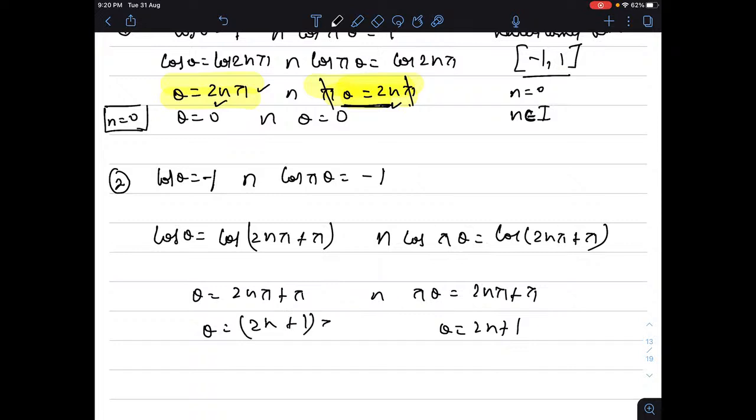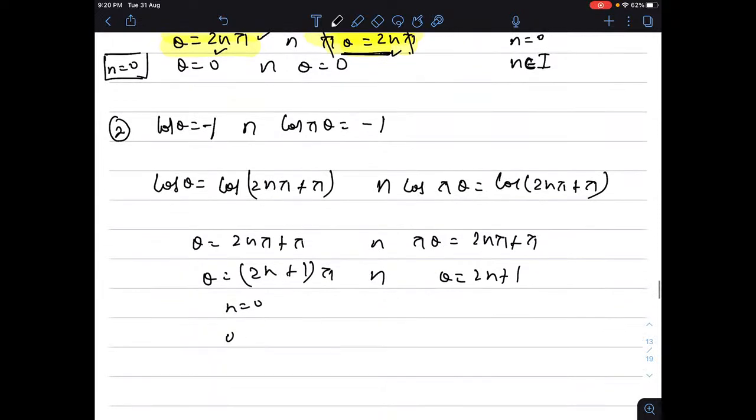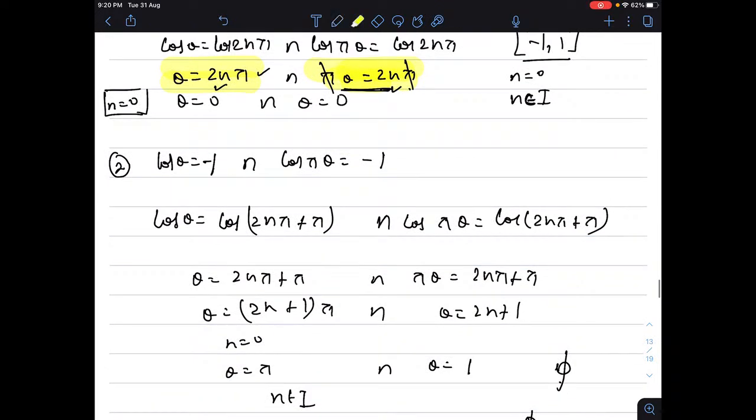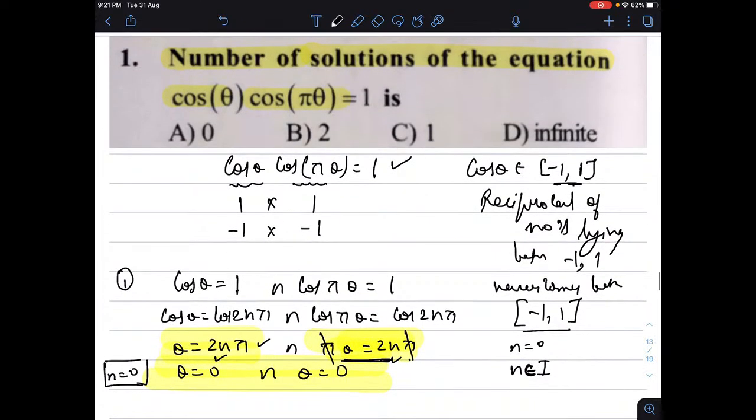So guys, now even if we keep n equal to 0, the first thing becomes pi and the second thing becomes 1. So the intersection will be empty over here. And for all other n belonging to integers, the intersection will also be empty. That means, how many solutions does this equation have? Only one and only one solution, that is theta equal to 0. So we have to mark option C, because in the first case we got one intersection as the result, and in the second case we got no intersections. Please comment yes in the chat box if it is clear to you.